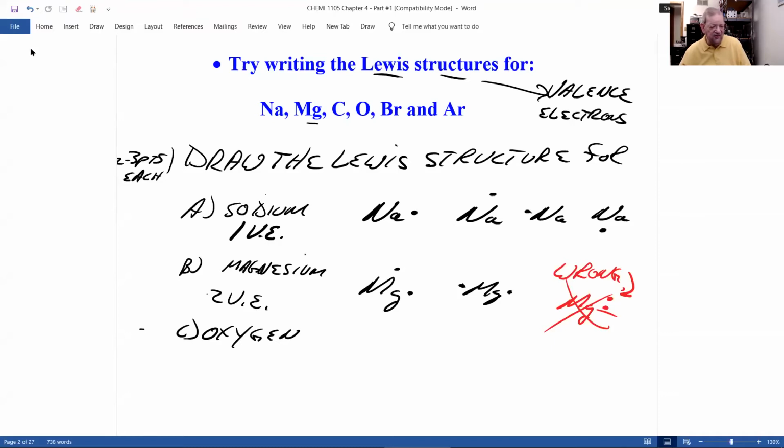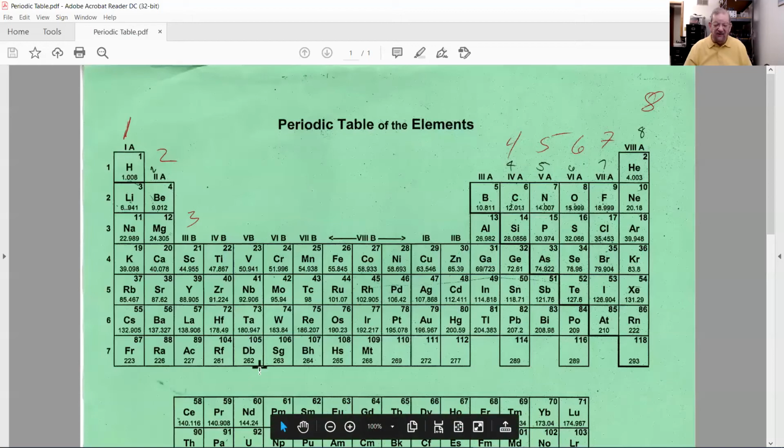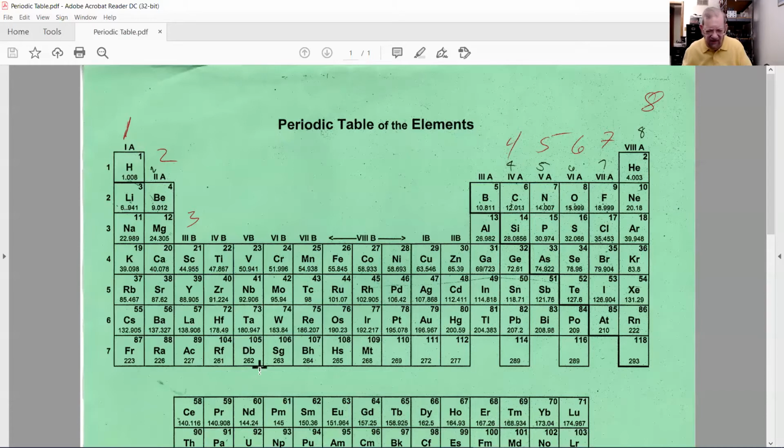The question is, draw the Lewis structure for oxygen. Well, the first thing you have to know is Lewis structure deals with valence electrons. How many valence electrons does oxygen have? Well, there's your friendly neighborhood periodic table. Why don't you figure out, I'll give you 5.8 seconds to do that, how many valence electrons oxygen has.